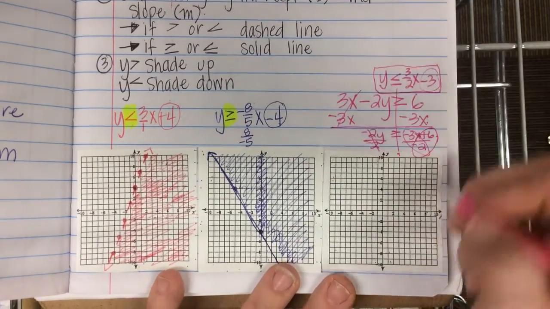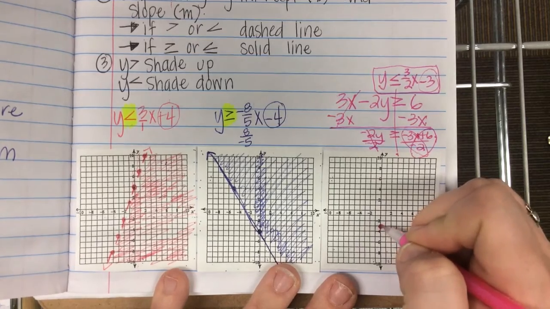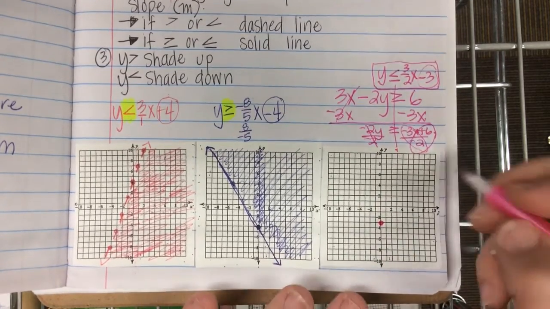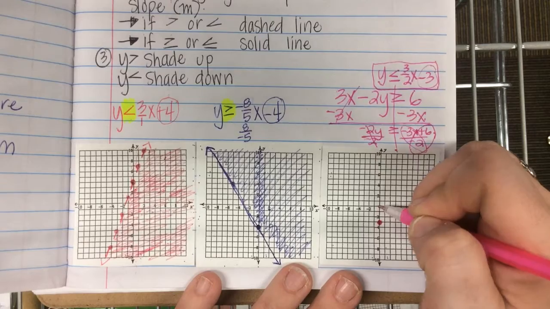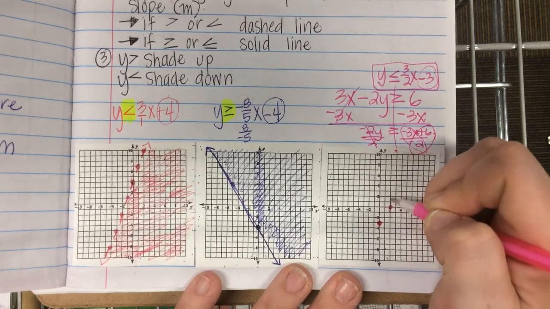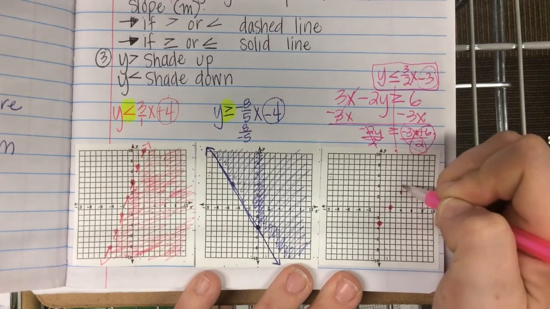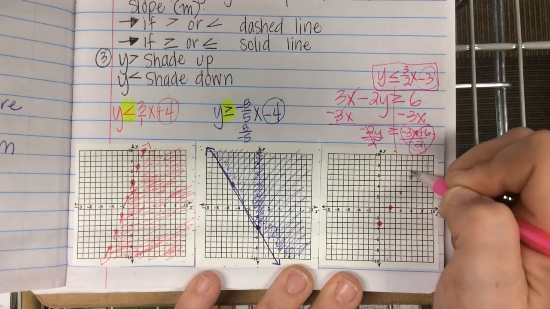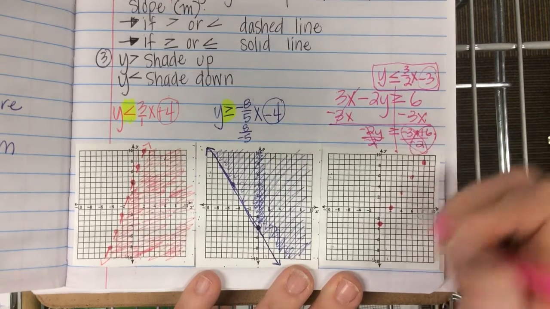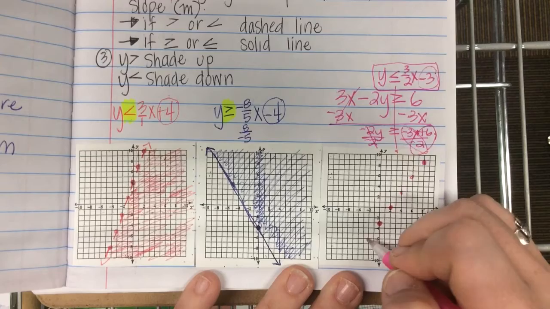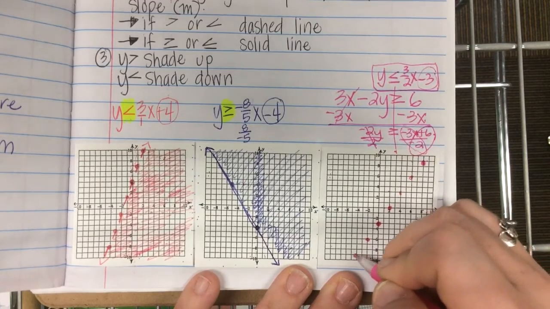I start at negative 3. And from that point, I go up 3, over 2, up 3, over 2, up 3, over 2. Down 3, backward 2, down 3, backward 2.